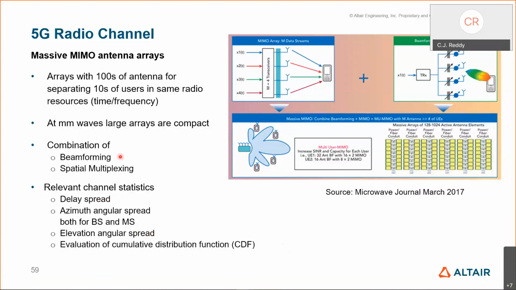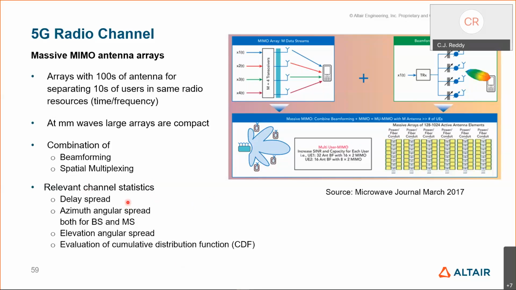So that can be done with beamforming and also spatial multiplexing, that is, scanning the beam in various directions so that you can serve many users at the same time. When you do that, you have to take what we call channel statistics into account.